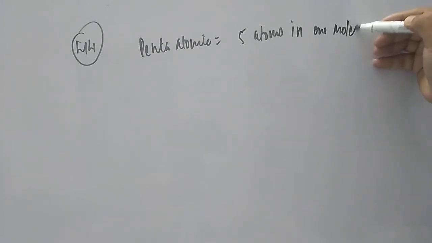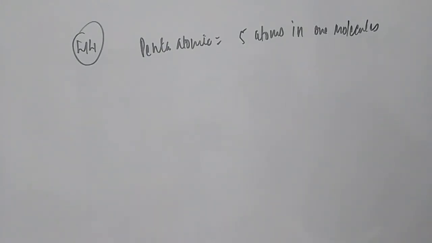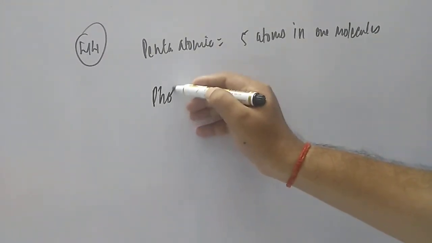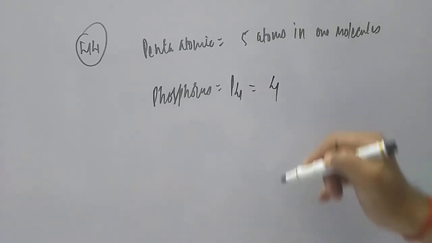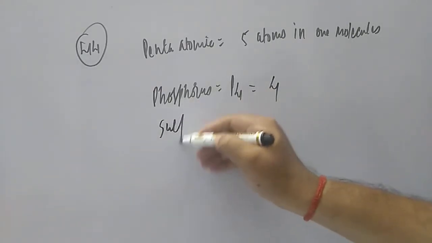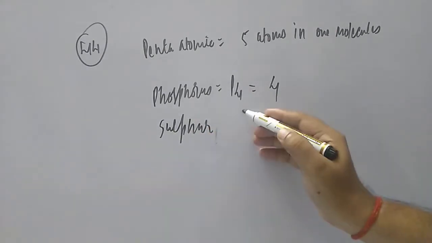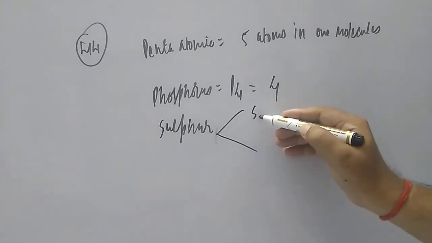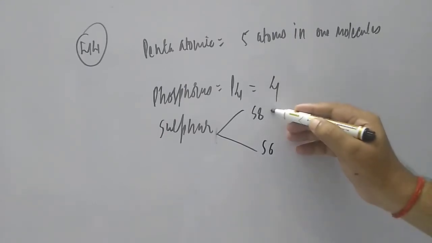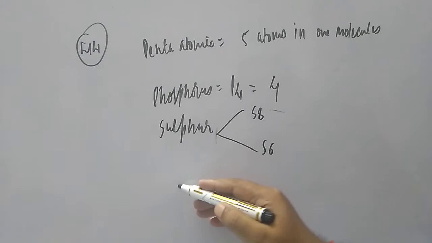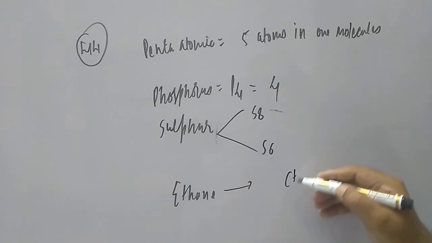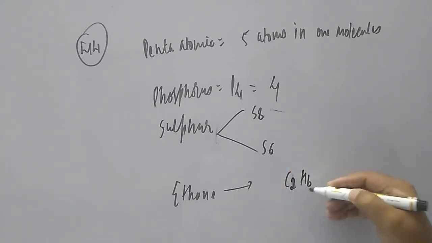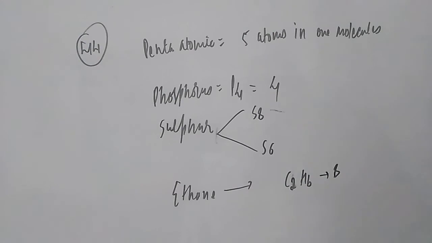One molecule should have how many atoms, student? 5 atoms. When we talk about phosphorus, it is P4, that is tetraatomic. If they have given sulfur, sulfur exists in two forms, S8 and S6, so it is octa and this is hexa. And if you talk about ethane, check the atomicity: ethane is C2H6. So how many are there? 8, octaatomic.